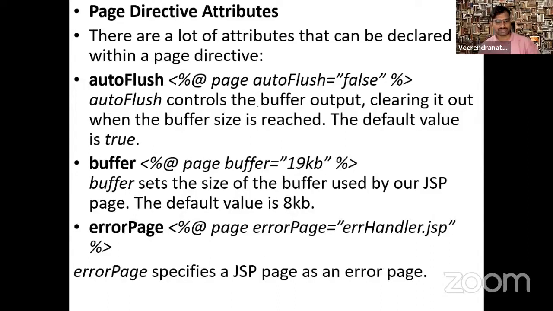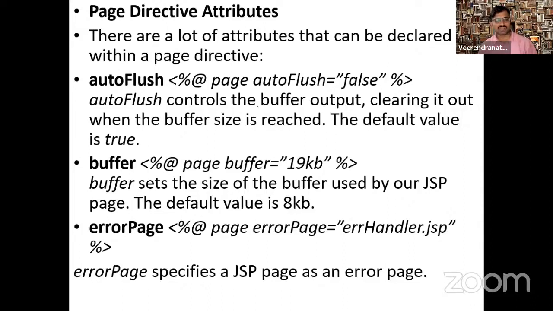Then you have buffer. You generally have an 8 KB buffer size. Whenever you are streaming or working with file systems or anything, there will be a buffer of 8 KB by default. But generally, you can increase it or put any number on that buffer.